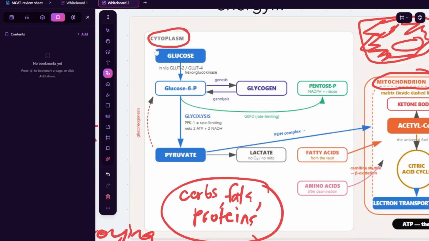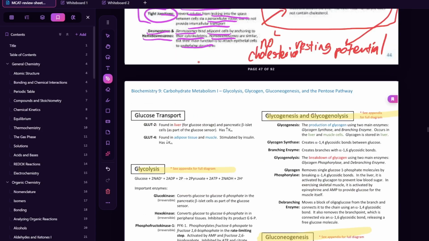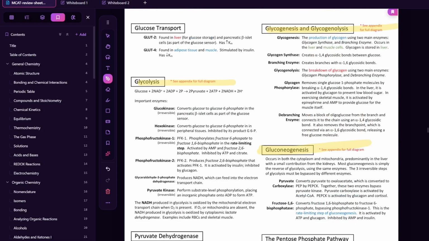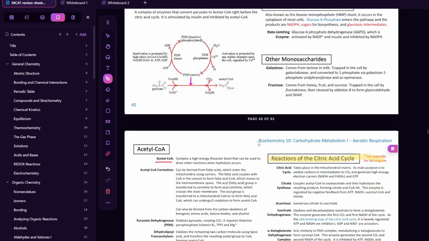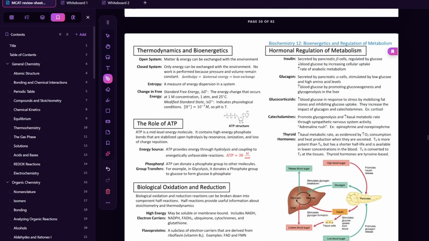So if we go back to our handout, because I still want to follow the handout so it's easy to follow along, acetyl-CoA is the first thing that's talked about in chapter 10, and acetyl-CoA contains a high energy bond that can be used to drive other reactions when hydrolysis occurs. That's the basic definition. Now we're going to go into bioenergetics, which is in chapter 12, so that you can better understand more about the body and how it works.